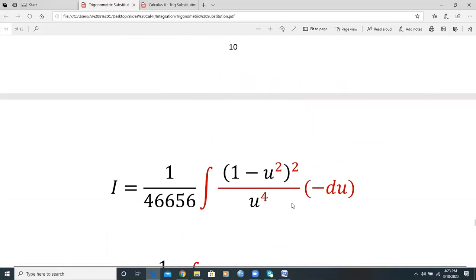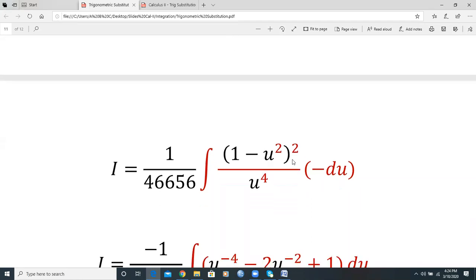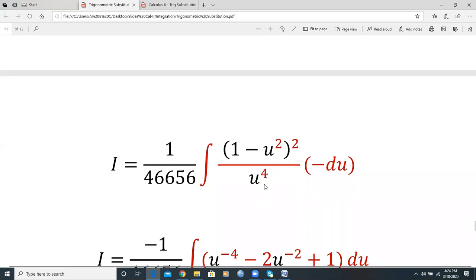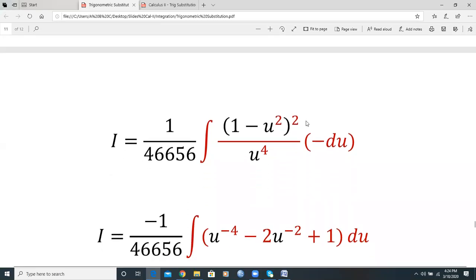By making this substitution, now 1 minus u squared, whole squared, will be equal to u to the power 4 minus 2u squared plus 1. Then it will be divided by u to the power 4, so we are left with a polynomial. It becomes u to the power 4 minus 2u to the power minus 2 plus 1.